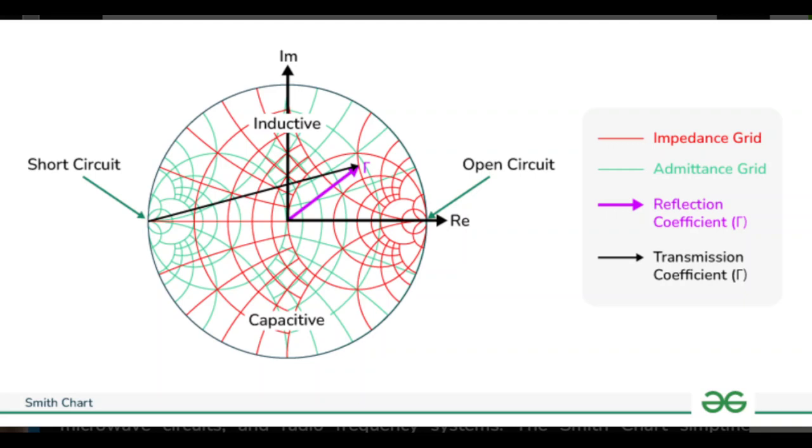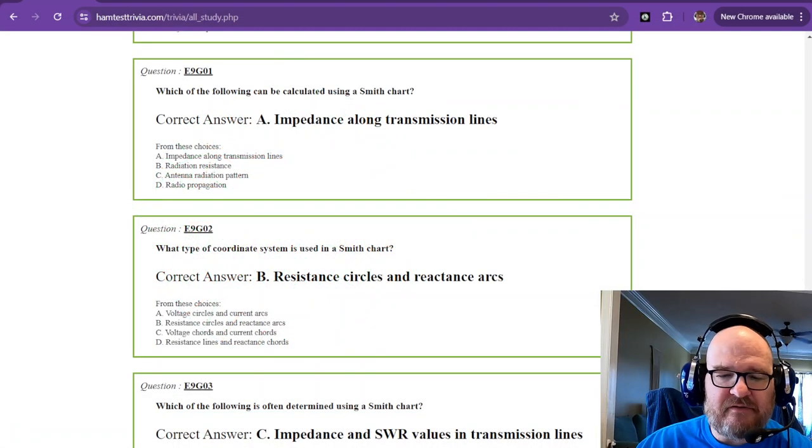The Smith chart is a mess. This is just one of those photos I stole from Geeks for Geeks. It had a decent explanation in picture form of what the Smith chart is, but there's so much more to the Smith chart than just that. I have so many tabs open right now.